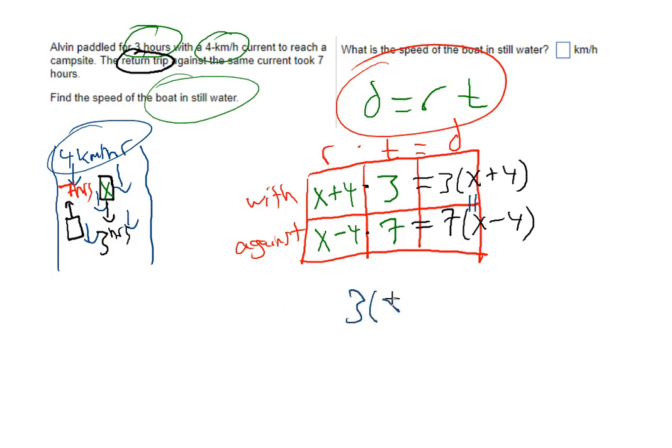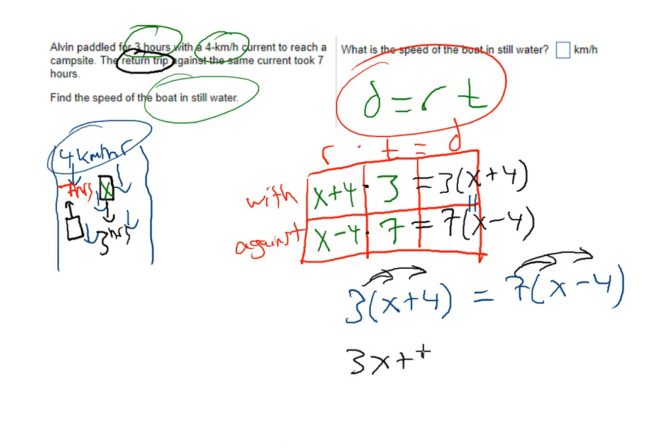So we get 3 times x plus 4. That distance should equal this distance, 7 times x minus 4. So we set them equal to each other, solve for x to find the speed of the boat in still water, how fast Alvin can paddle that boat on his own. We distribute the 3, we distribute the 7, so we get 3x plus 12 equals 7x minus 28.